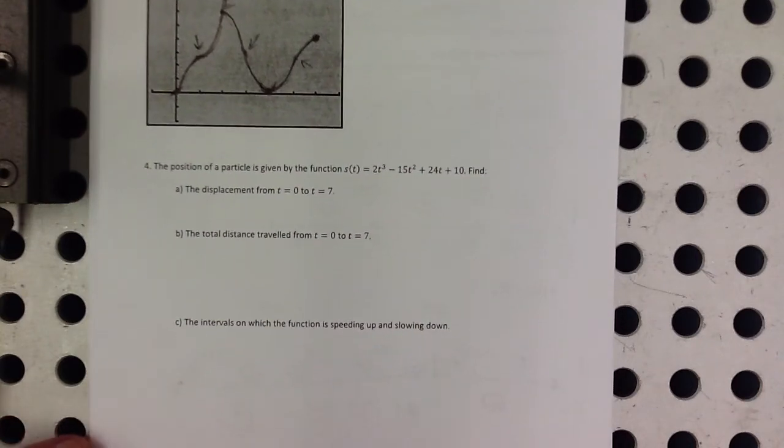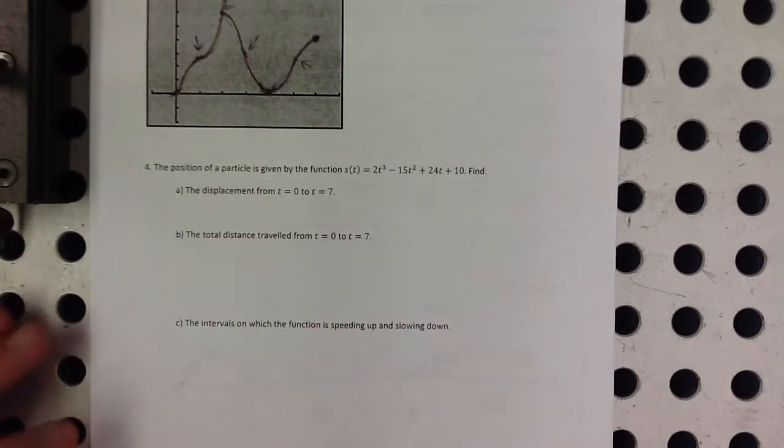Okay, here's your review solutions for Chapter 5, Part 2, starting with number 4.